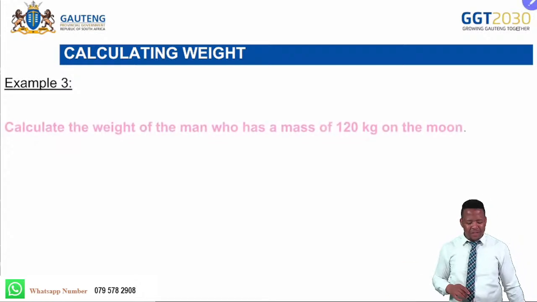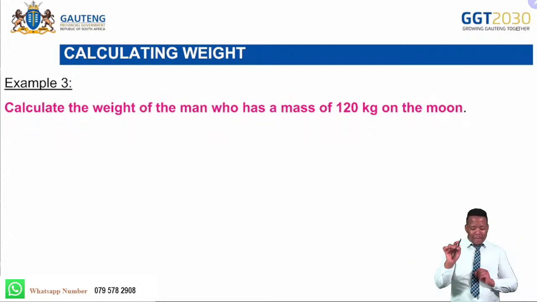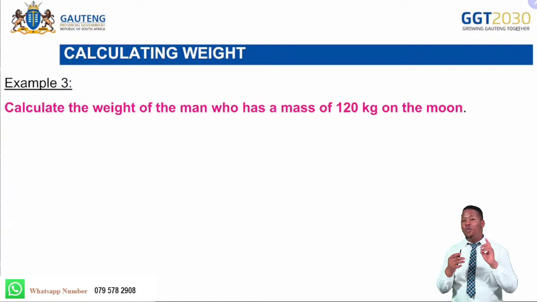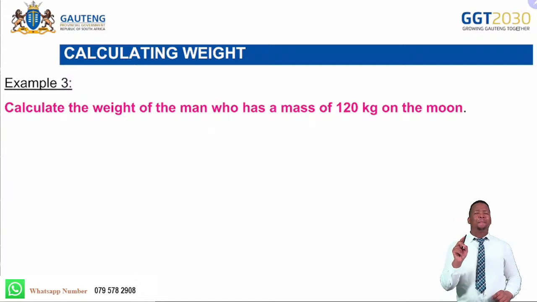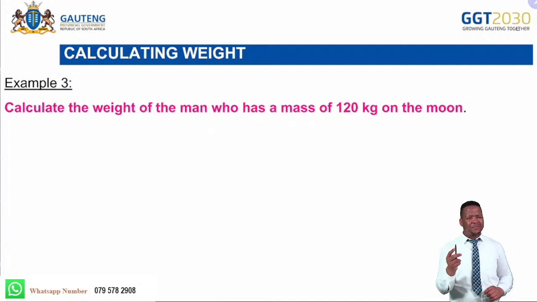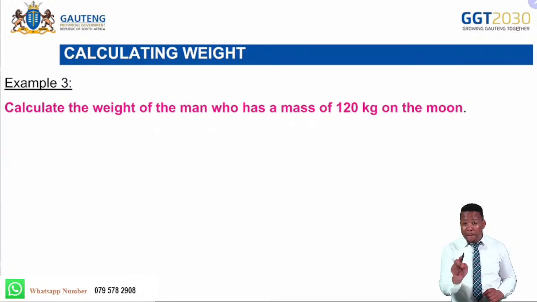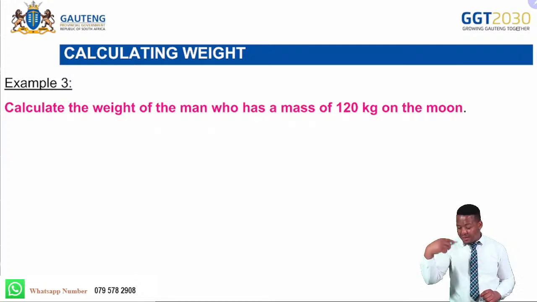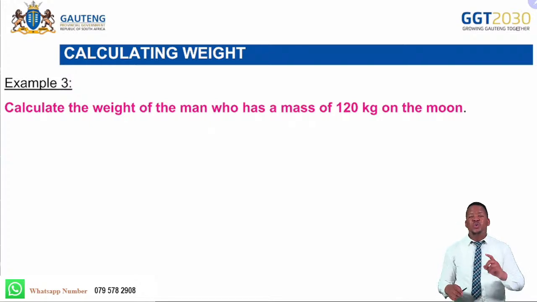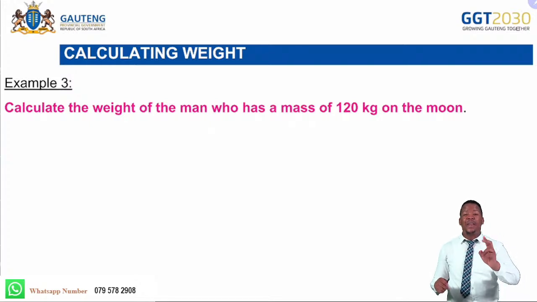So how do we calculate weight on the Moon then? That is our example 3. Calculate the weight of the man who has the mass of 120 kilograms on the Moon. If you are paying attention, you will realize that example 1 has the same values as example 3. But the difference now, in example 3, we are on the Moon. So you will see why at the end we're going to have 2 different answers.